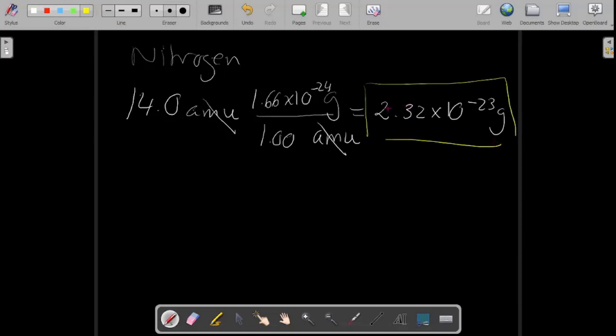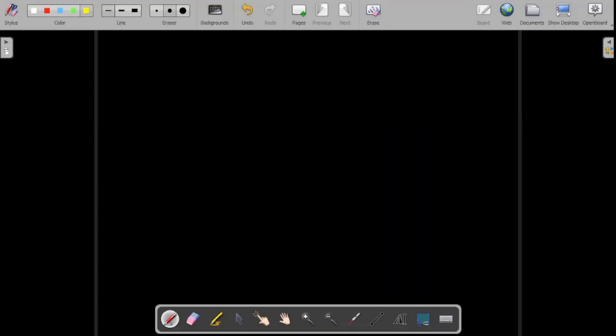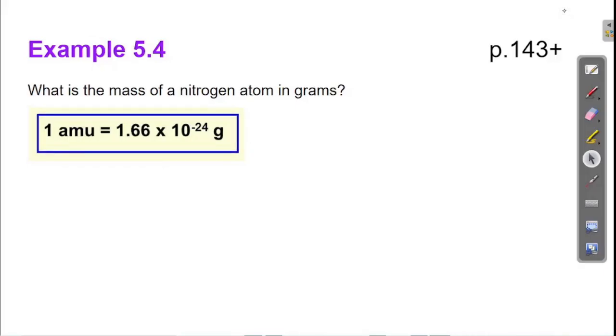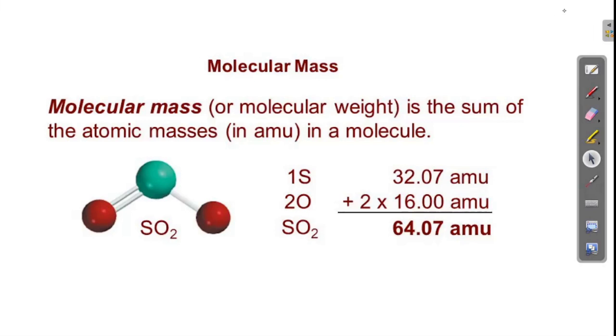3 significant figures, 3 and 3 and 3. And you are done. That's the kind of problems that you need to be able to do with this information so far. Now, let me erase this so it's ready for the next problem. Let's go back to instruction.